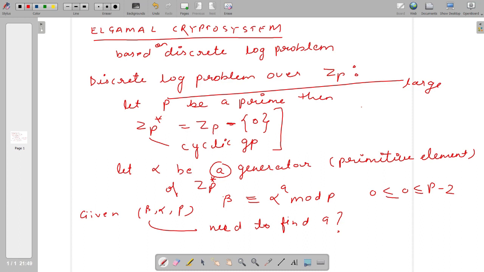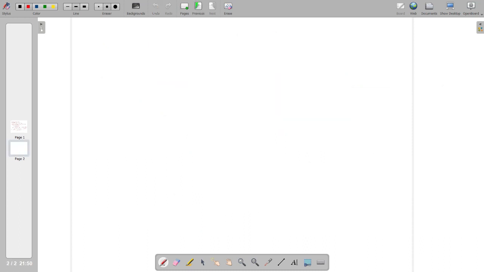So this a in the ElGamal cryptosystem is going to be the secret key. And if we have a large prime, then to guess or to find the secret key is going to be difficult. So again, it is a public key cryptosystem. Let's say Alice wants to send a message to Bob.